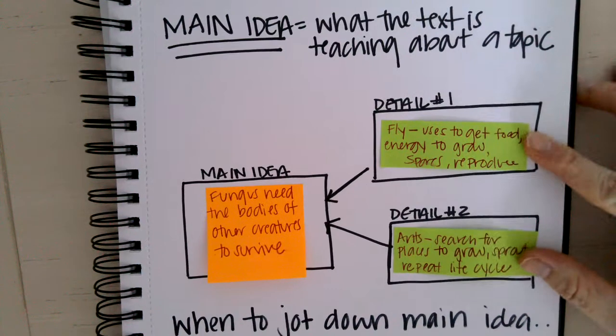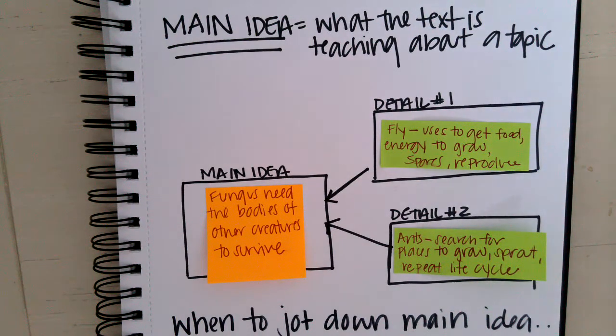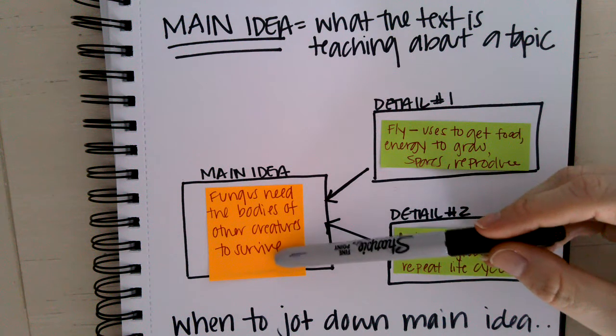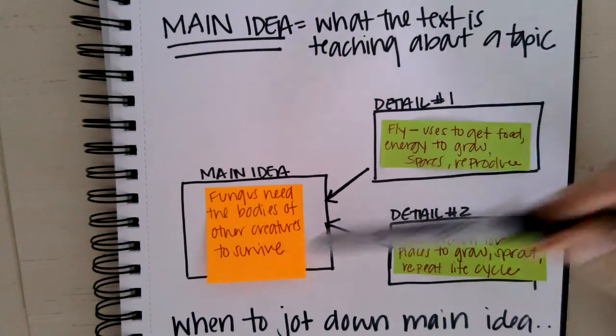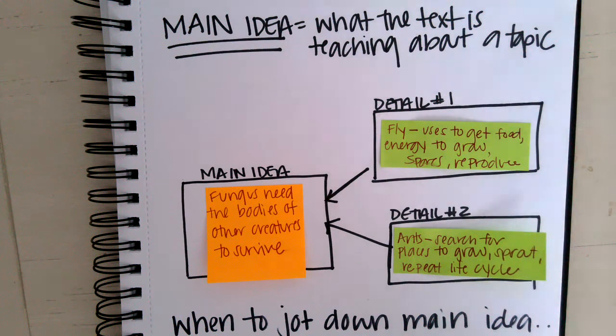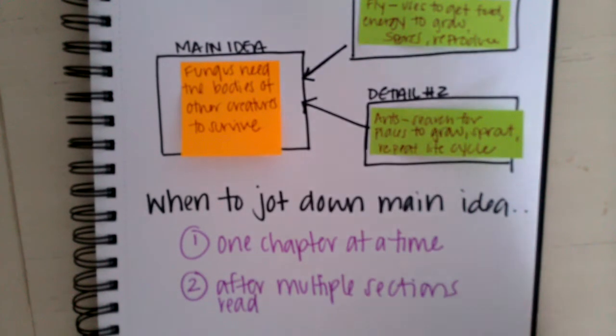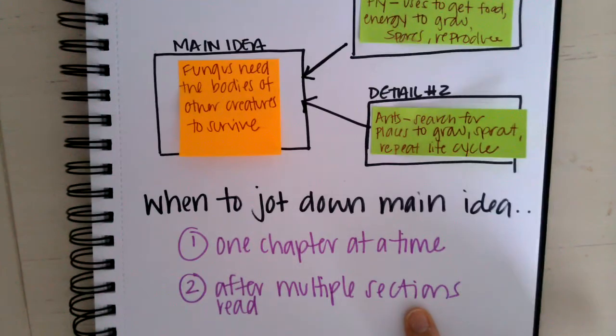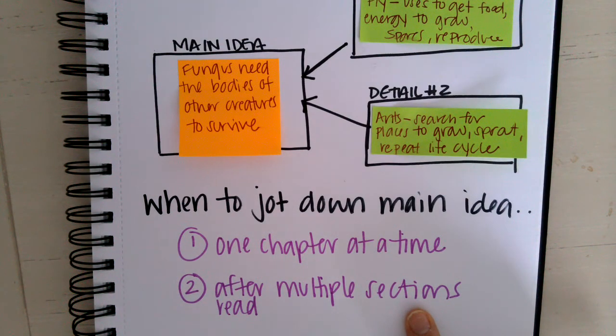So we can see here, okay, something the text is trying to teach us in these 2 sections together is that these fungus need these creatures to survive. They need their bodies. And how do they need their bodies? Well, they need it this way and need it that way. So that's main idea. And again, when you're thinking about main idea, there's a couple of ways that you guys can do main idea to jot about it.